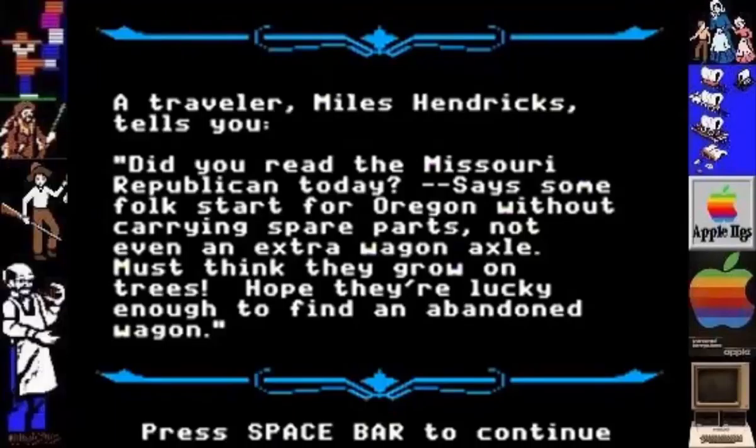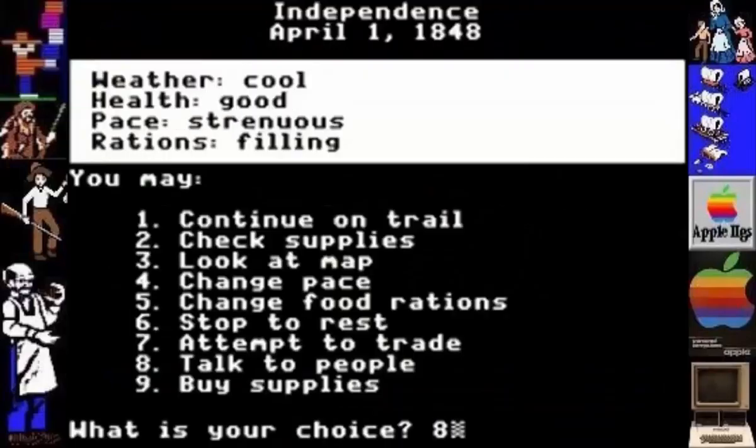Okay, Traveler Miles Hendricks tells you, did you read the Missouri Republican today? Says some folks start for Oregon without carrying spare parts. Not even an extra wagon axle. They must think that they grow on trees, eh? Hope they're lucky enough to find an abandoned wagon. Ooh, that's a tip. Alright, let's talk again.